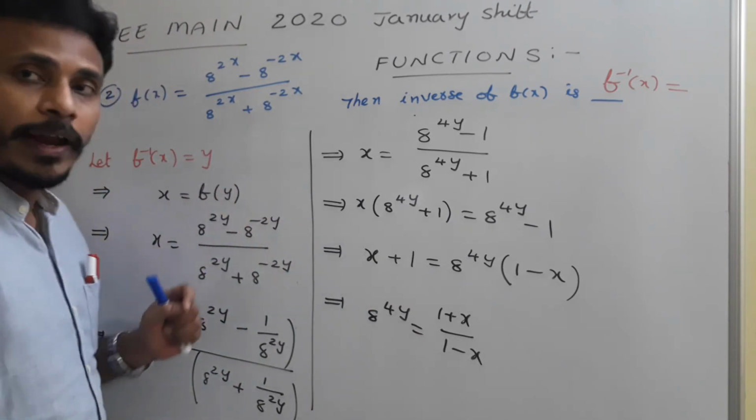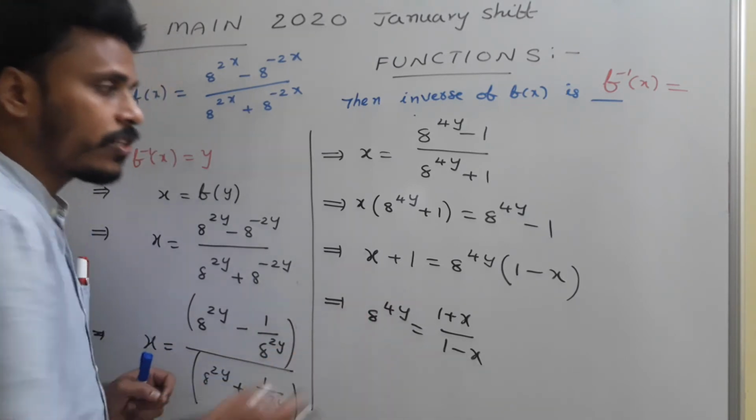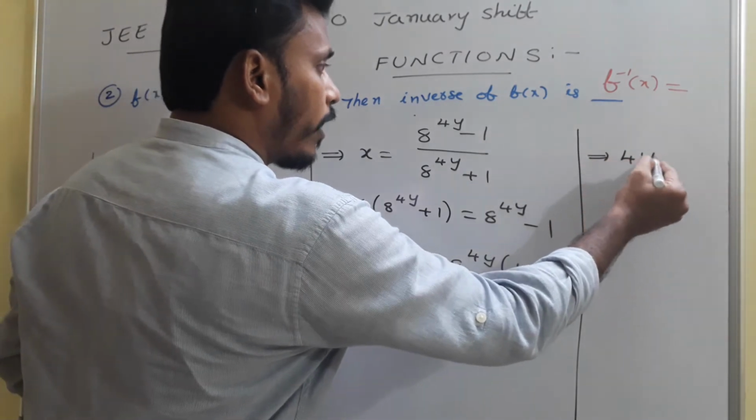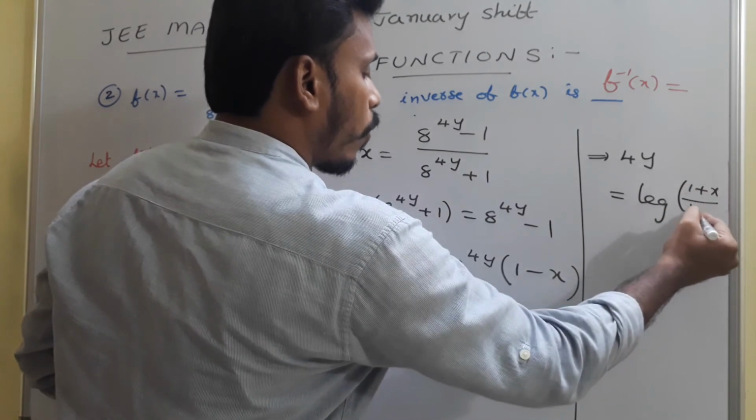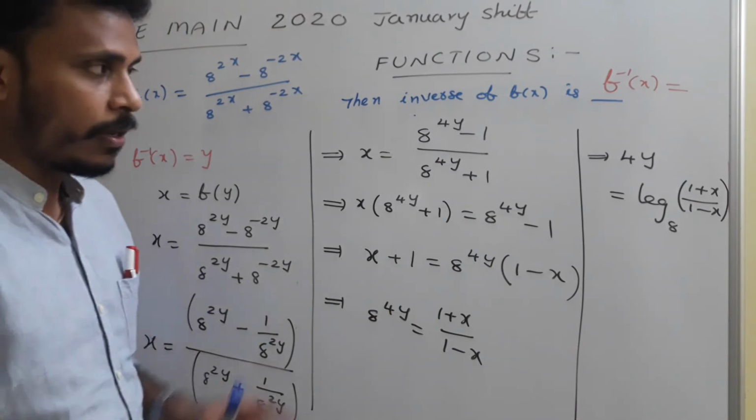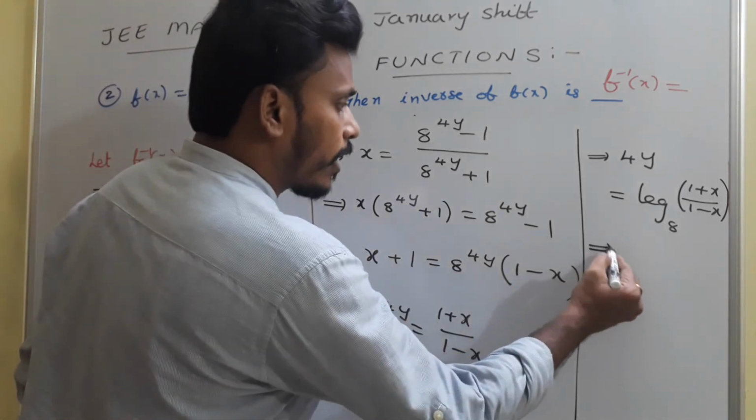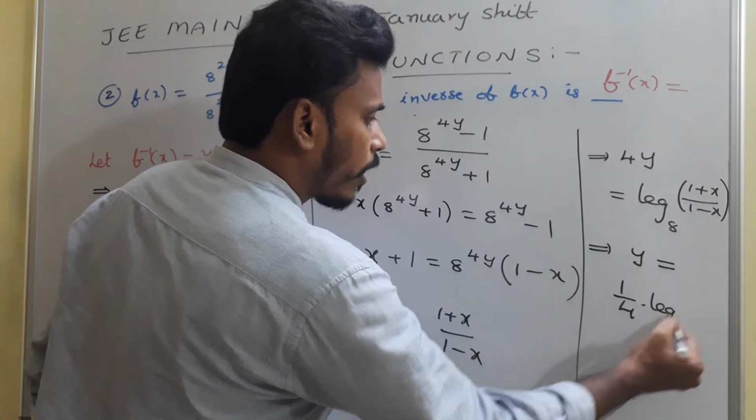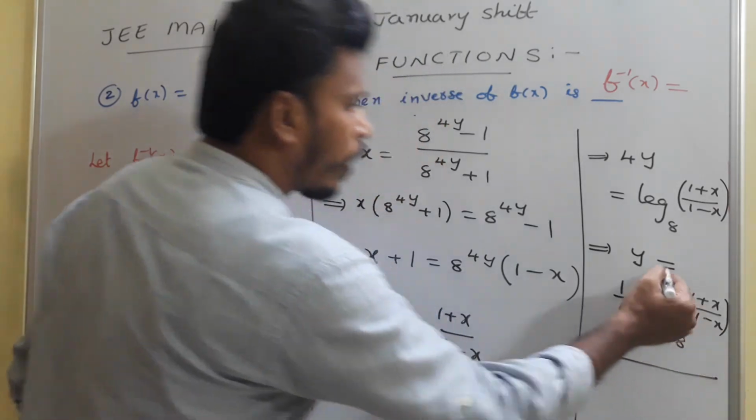Our target is to find y, and that's why make y the subject. So send this 8 this side, then it will become like this. That implies 4y is equal to logarithm of 1 plus x by 1 minus x base 8. As per the options we need to simplify. Now 4y is equal to this. We need y, send that 4 also that side. So that implies y is equal to 1 by 4 times the logarithm of 1 plus x by 1 minus x base 8.